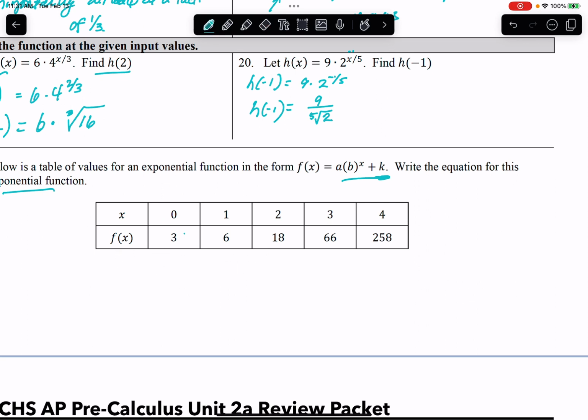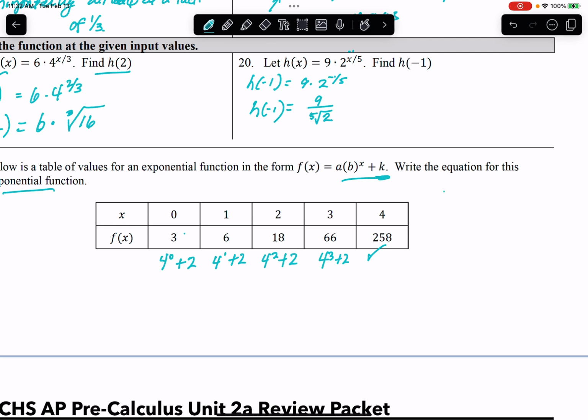Let's try 3. This would be 3 to the 0 plus 2, and this would be 3 to the 1 plus 3, again, not working. So let's go to 4. This would be 4 to the 0 plus 2, and then this would be 4 to the 1 plus 2. Aha, 4 to the 2 plus 2, that's 16 plus 2 is 18. 4 to the 3 is 64 plus 2 is 66.